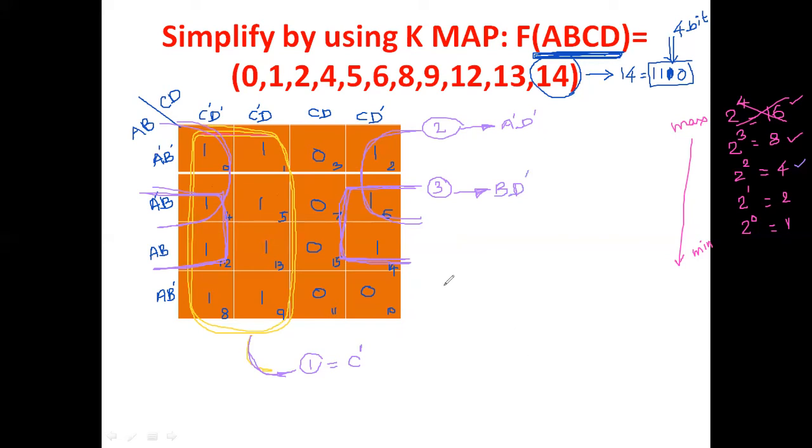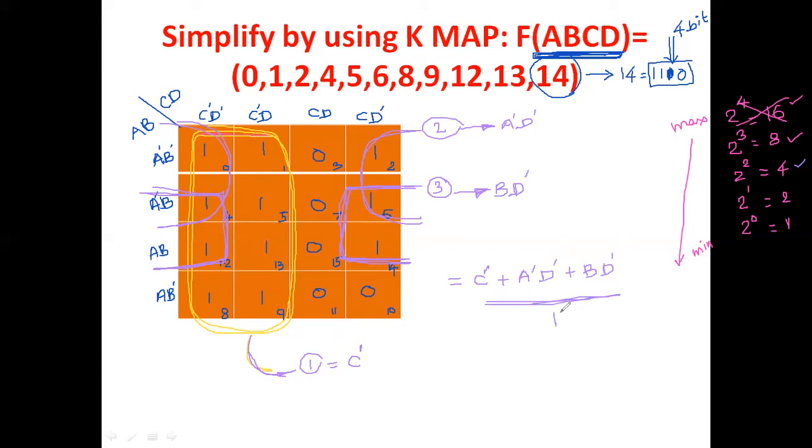Now the final step, you have to write the common variables like this: C bar A bar plus D bar plus B D bar. So it is the answer. So the problem given to us is this. Its result is like this.